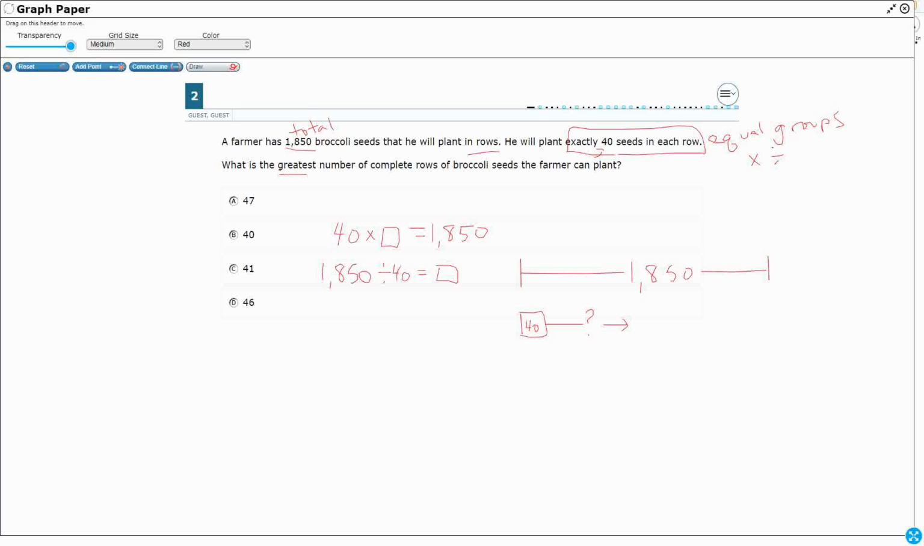Okay, so let's do that. Let's do a little long division here. Let's do 40 into 1,850. I'm not going to copy that comma over. I don't want it to look like it's a 1, right? Our steps are divide, multiply, subtract, check, bring down.